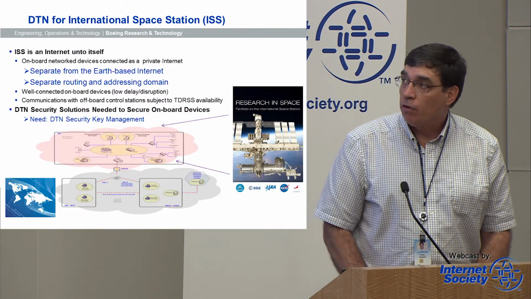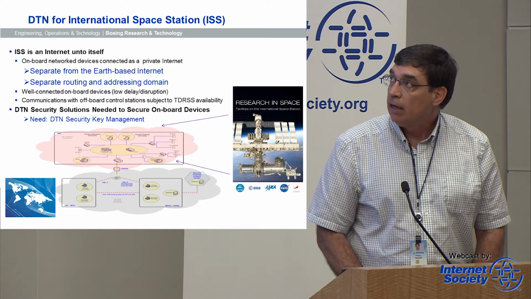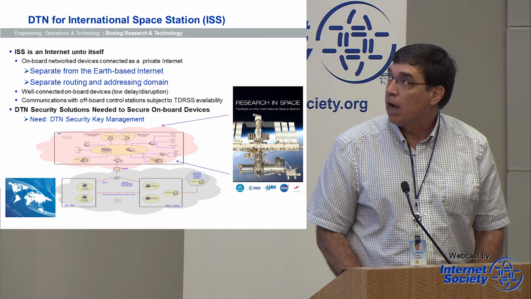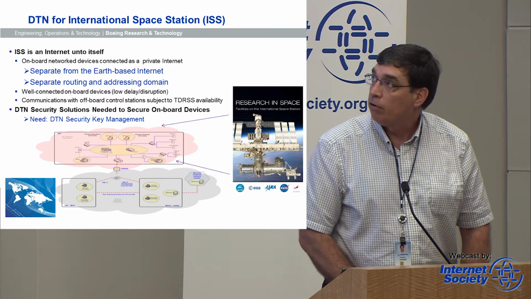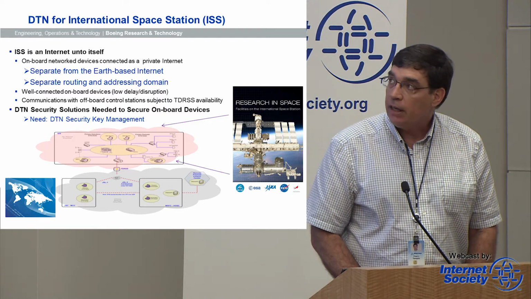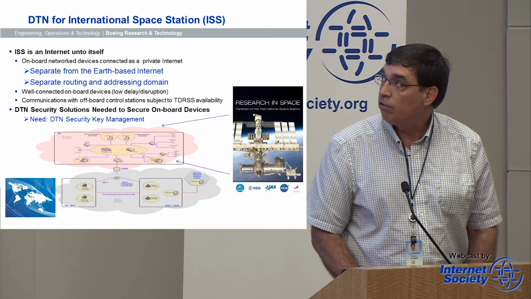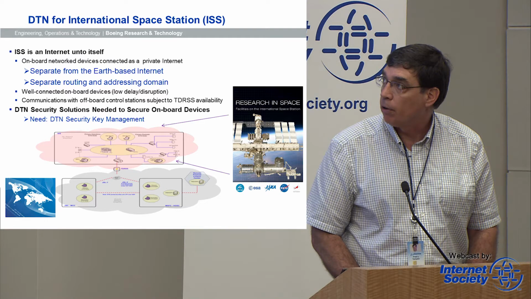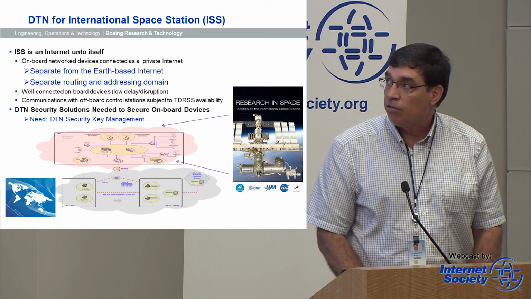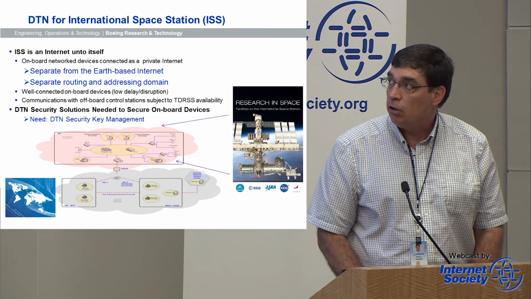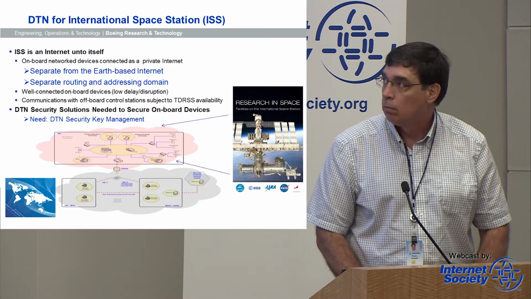So for the DTN for the International Space Station, the ISS is like an internet unto itself. It's got onboard network devices connected as a private internet network, separate from the Earth-based internet, and separate routing and addressing domains. We have well-connected onboard devices, but communications with off-board control stations are subject to TDRSS availability. So we need DTN security solutions to secure onboard devices, and in particular, we need DTN security key management solutions to help make the security solution secure.